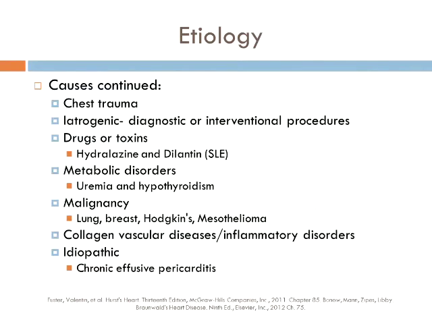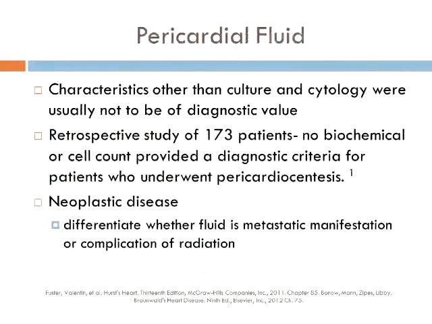So when we look at studies, characteristics beyond culture and cytology usually don't give us much diagnostic value. Those are the two main reasons we do pericardiocentesis on those people, to get culture or to rule out neoplastic disorders, whether it's a metastatic manifestation or an actual complication of radiation therapy. We saw in a retrospective study of 173 patients, no biochemical or cell count provided a diagnostic criterion for patients who underwent pericardiocentesis. So the main reasons we do it are culture, cytology, and if the patient is symptomatic or has tamponade.